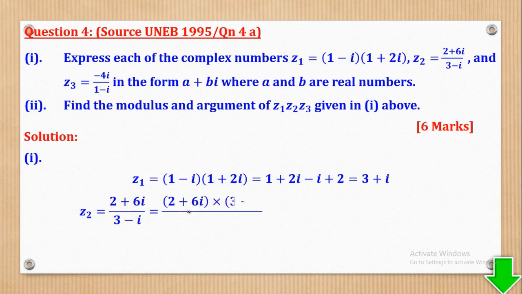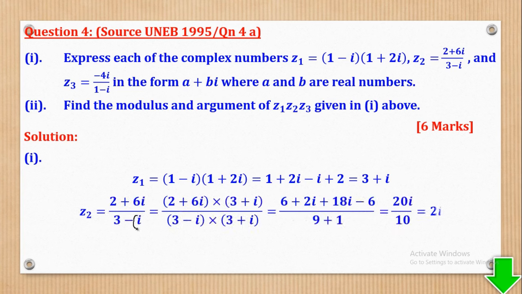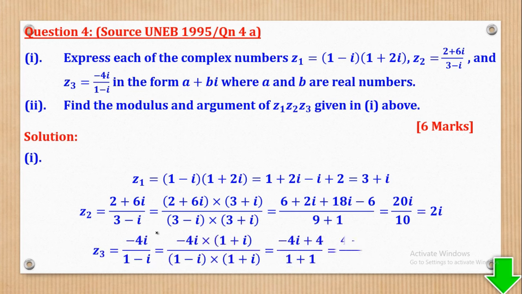Then Roman 2, the denominator has an imaginary part, so you have to rationalize. In the end we shall come up with this. Then Z3 also, the denominator has an imaginary part, so you have to rationalize, and in the end we shall come up with this. So we have got Z1, Z2 and Z3 in this form A plus BI, which they wanted in Roman 1. Now when we come to Roman 2, they wanted modulus and argument of Z1, Z2, Z3, the product.